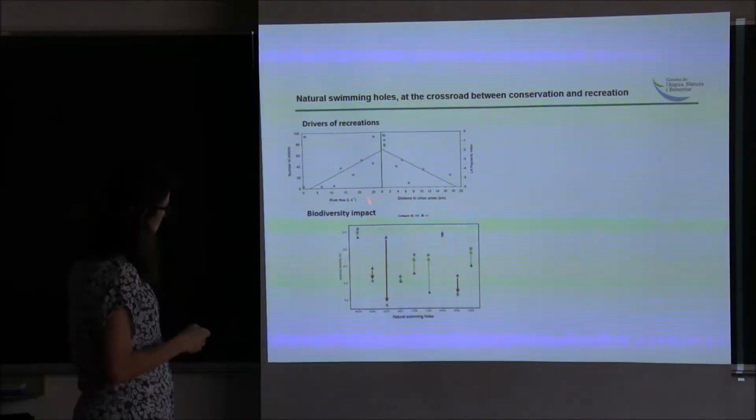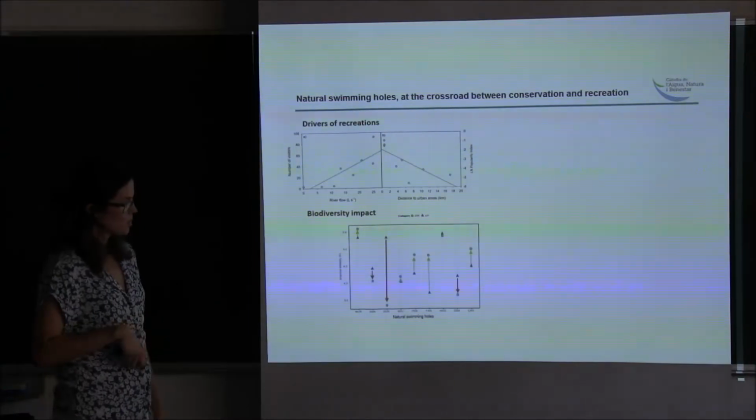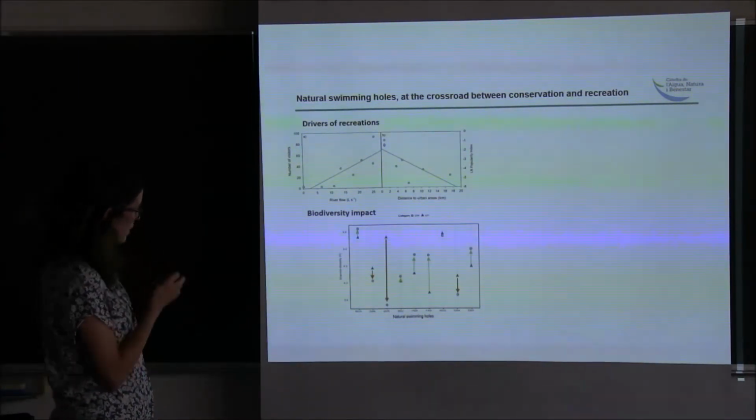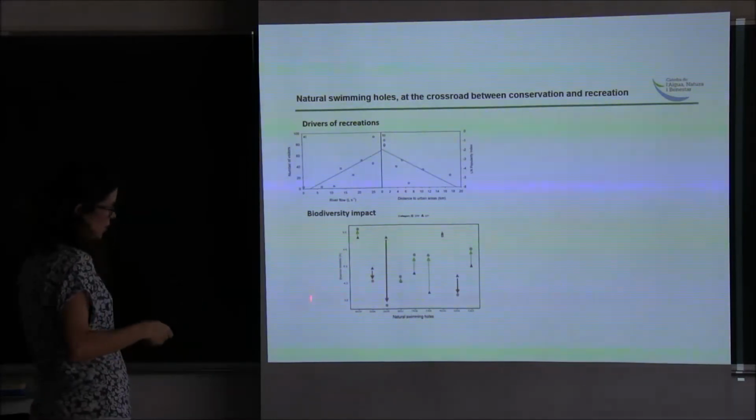And then these are the results of biodiversity impact. These are the results of 16S rRNA bacteria. And what we found here, this is only Shannon diversity that I show you here.